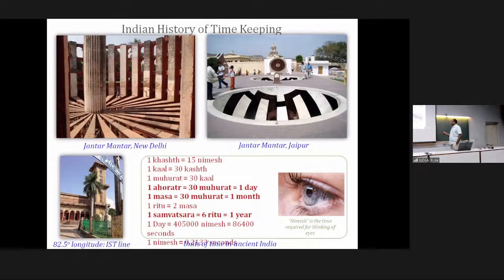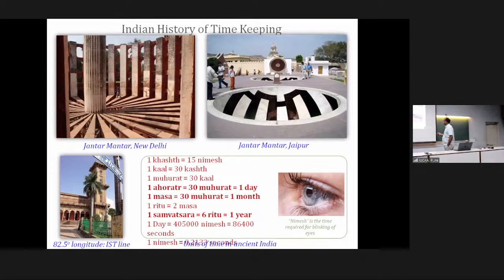So we have a very rich history of making clocks and astronomical instruments. And in early days, these were the units of time: Kshan, Kshana, Kal. Kal, I think we have heard of. Muhurta is a very common word even today, like when we want to find a good muhurta to get married. Ahoratra, Masa, and all are connected to present-day units.